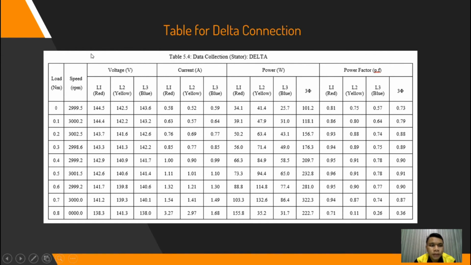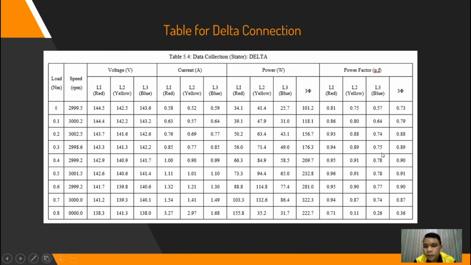As we can see, the speed of the motor is almost 3000 RPM as we increase the load torque from 0 until 0.8 Nm, and the voltage was decreasing for the three lines, red, yellow and blue, and the current is increasing. The power for the three lines, red, yellow and blue, is increasing. For the power factor, the red line is almost constant from 0.81 until 0.94, and then the yellow line is also increasing, constant, and decreasing at 0.87.